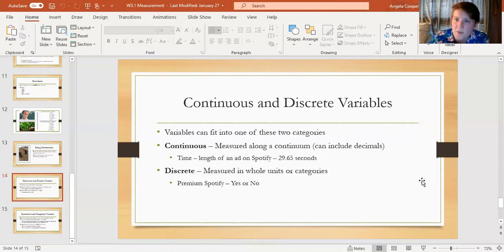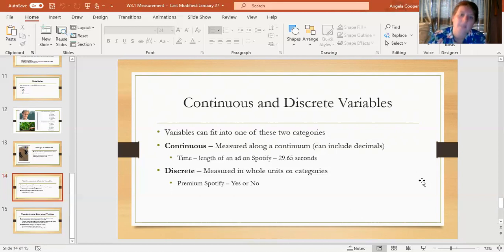For continuous variables, as indicated in the name, they're measured along a continuum, which essentially just boils down to it can include decimals. So the example I have here is the length of an ad on Spotify, assuming that you still have the patience to have Spotify with ads, or if you're like, dude, it's free. No judgment, I get you.